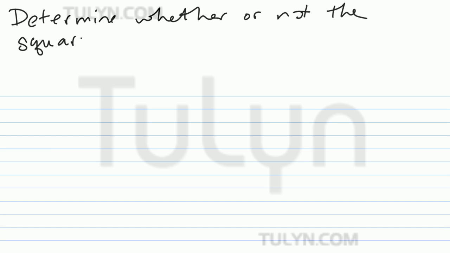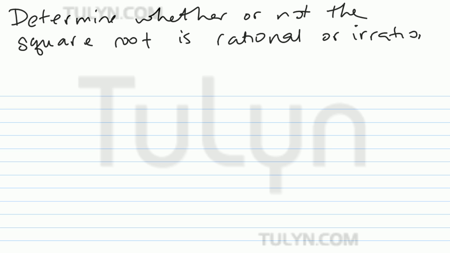Determine whether or not the square root is rational or irrational. Rational or irrational. Irrational square roots. Okay, so if you're given square root of 31, do you think it's going to be rational or irrational?